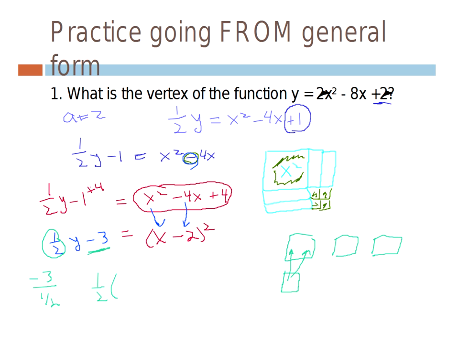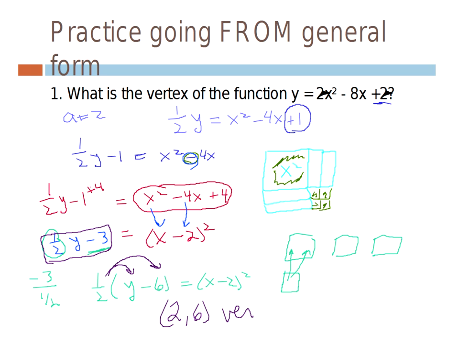So what we'll have here is 1/2 bracket y minus 6 equals x minus 2 all squared. I always like to double check that I haven't messed up that factoring. I absolutely need to have 1/2 y minus 3. And so here I have 1/2 y, and then I have 1/2 times -6, which is -3. So to answer the question, the vertex is 2, 6.